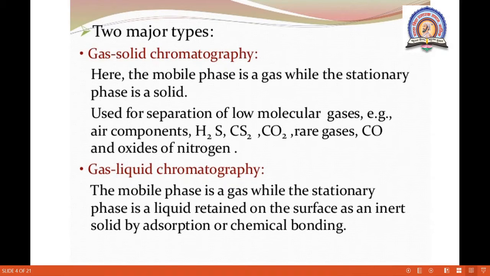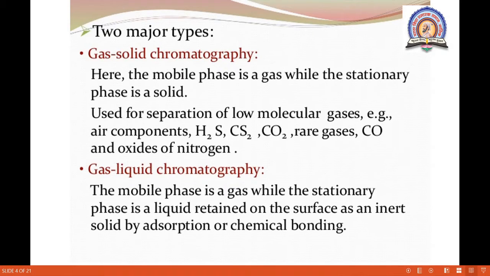So what does gas solid chromatography mean? Here the mobile phase is a gas while the stationary phase is a solid. It is used for the separation of low molecular weight gases like air components, H2S, CS2, CO2, rare gases, CO, and oxides of nitrogen. So you only have to remember that in gas solid chromatography, gas is the mobile phase and solid is the stationary phase.